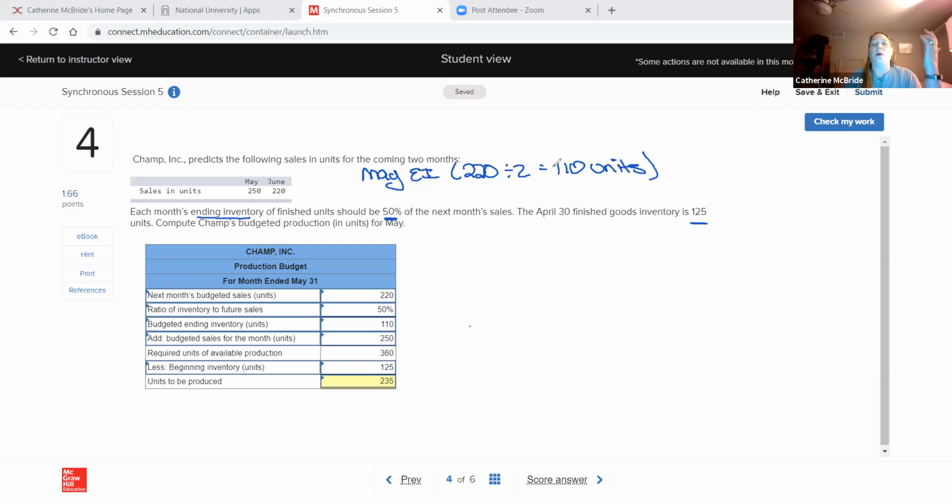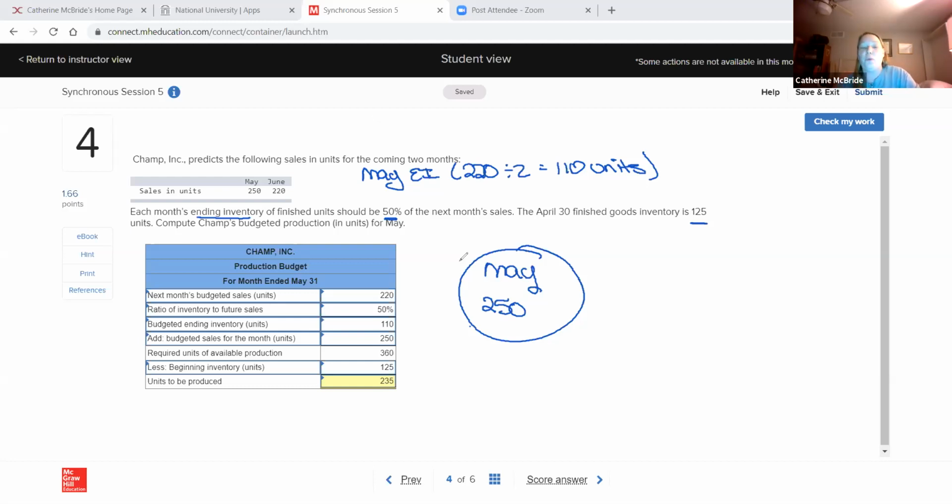Okay, so what we have is, here's what we need. Let me see if I can do it this way. Here's what we need for May, right? We have to make 250 units because we're going to sell those. But we don't want to start May with nothing. So we always keep half, we manufacture half of what we're going to need for the next month, so that on the very first of that month, we have that available.